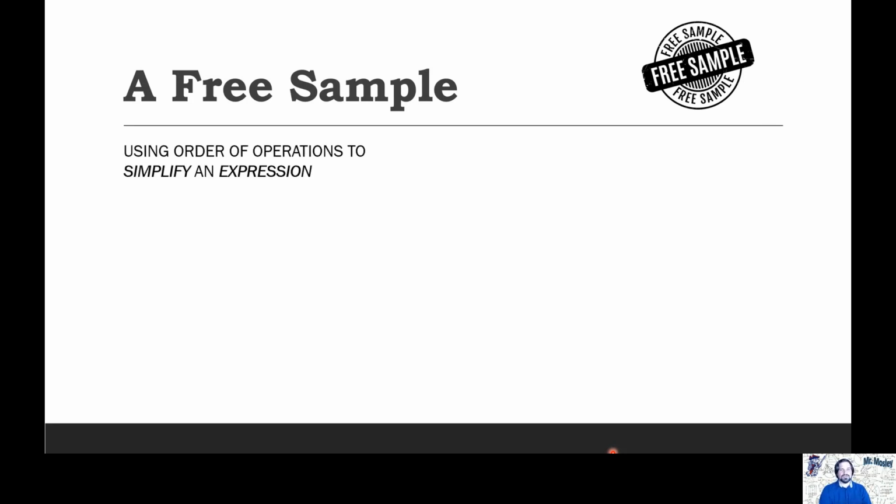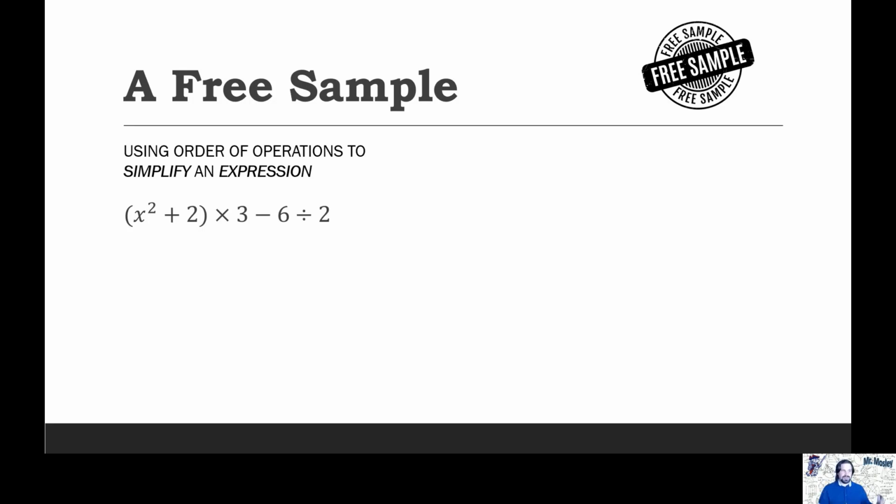Okay. Now, let's look at a sample. We got our free sample here, using order of operations to simplify an expression. And I'll get back to the verbiage here. So we're starting with x squared plus 2 times 3 minus 6 divided by 2. Notice that there is no equal sign. That's because this is an expression.